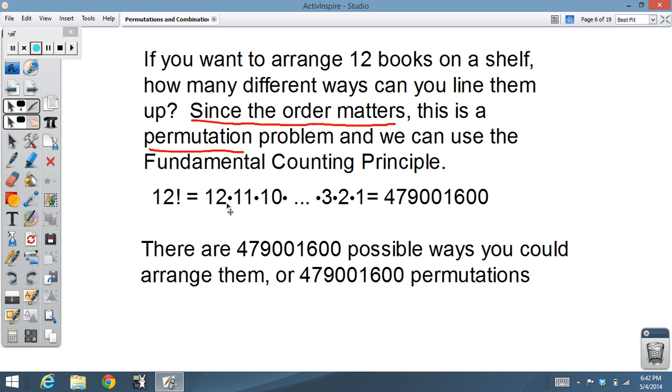We got 12 factorial: 12 times 11 times 10 times 9, 8, 7, all the way on down. We end up with 479 billion possible permutations, the ways we can arrange those 12 books on our shelf.